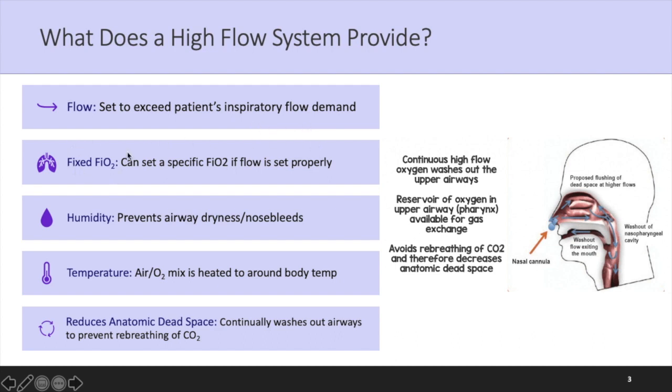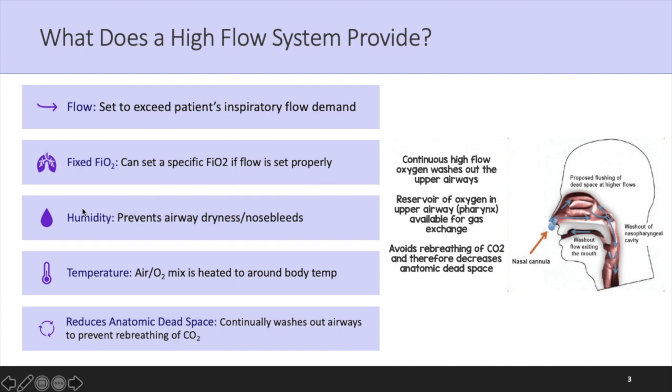That way we can set a fixed FiO2. So if our flow demands are being met, we know that all the gas that the patient is inhaling is at that specific set FiO2 that we set on the blender. It is important that we try to match that as much as possible to the patient, okay?